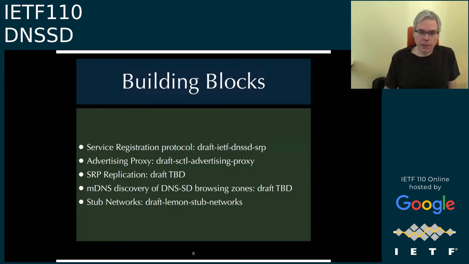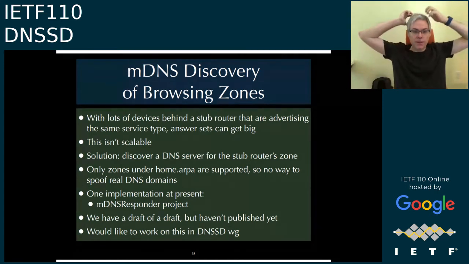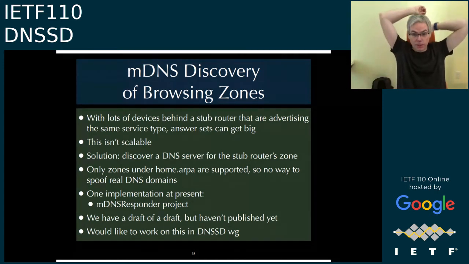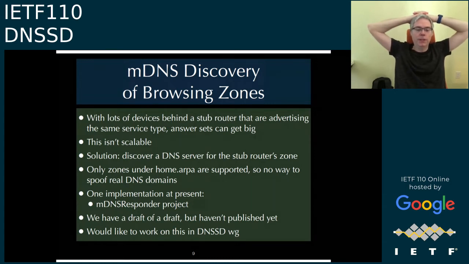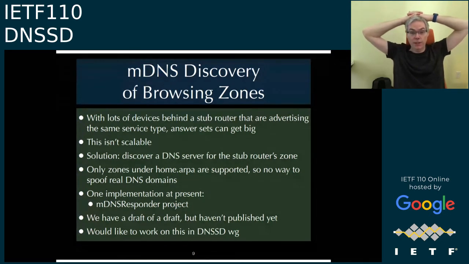So let's go to the next slide. Okay, so yeah, this is that problem. When you have a lot of devices behind a stub router, the answers get really big. It's not scalable. Can we use multicast more efficiently? So rather than using multicast to transfer all of the data, can we just use multicast to discover the place where the data is, and then use unicast to get the data?